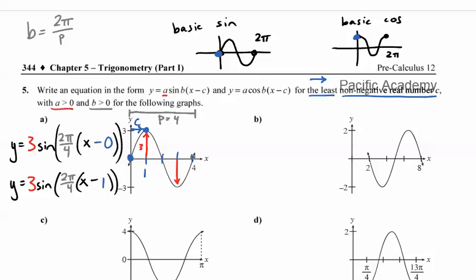Okay, the next graph. First I find the amplitude, and that's how high above the middle line the graph has gone. So it goes up to 2 and down to negative 2. So the amplitude is 2. And then I find the period from the beginning of the wave to the end of the wave. In this case is 8 minus 2, which is 6. So the b value is 2 pi over 6.